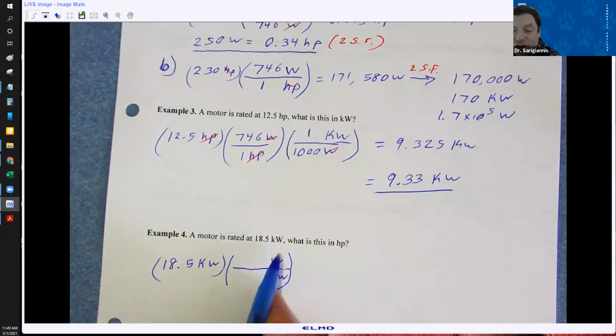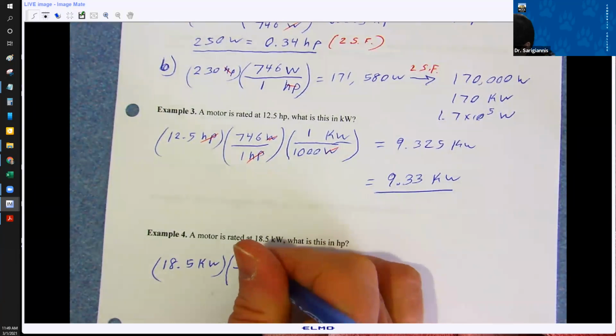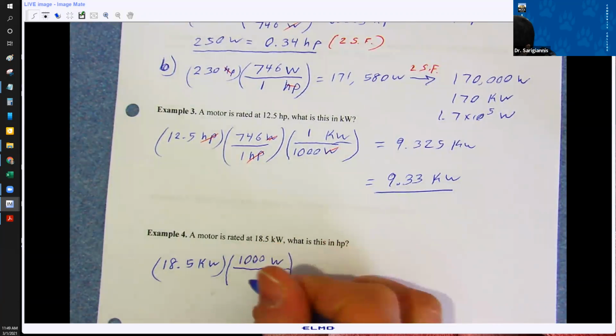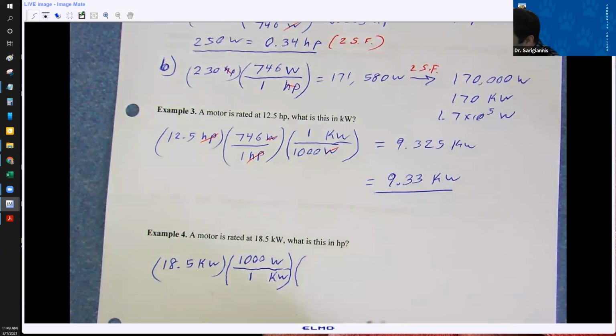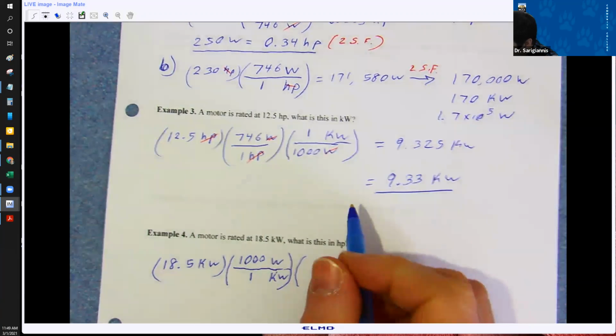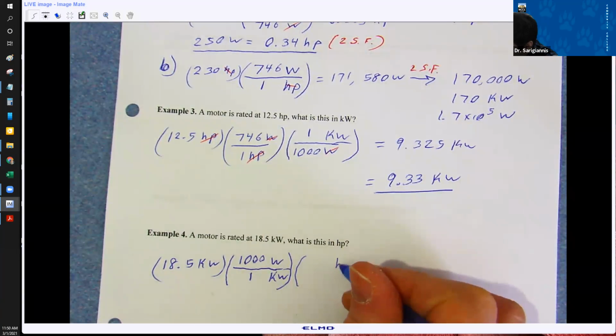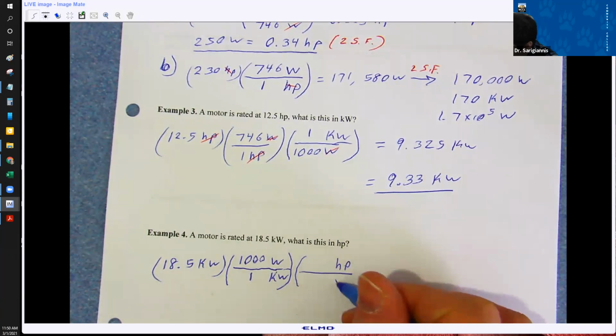Again, these are just equivalents, right? 1,000 watts is 1 kilowatt. And then I'm going to multiply this thing by the conversion factor. I'm going to be getting watts here, and I want watts to horsepower. So I want horsepower, and I'm going to have watts.